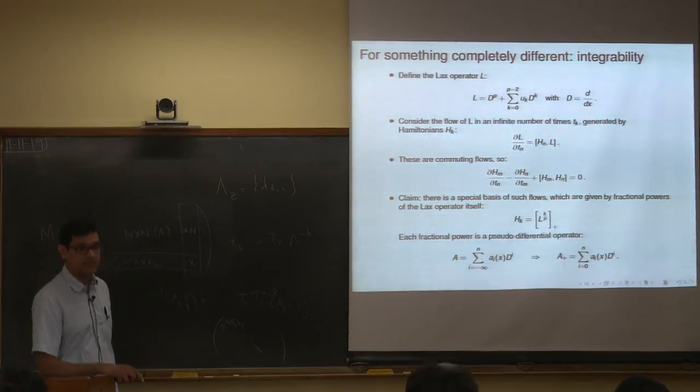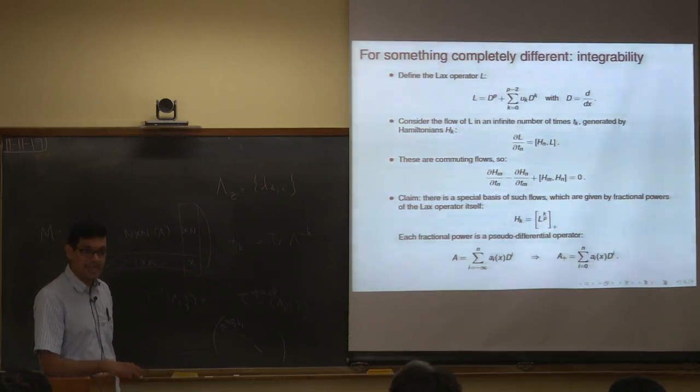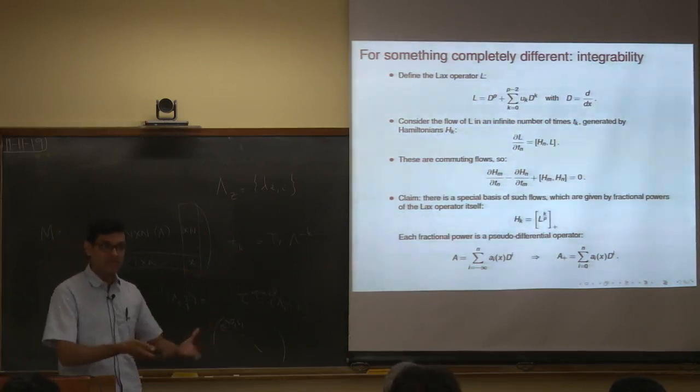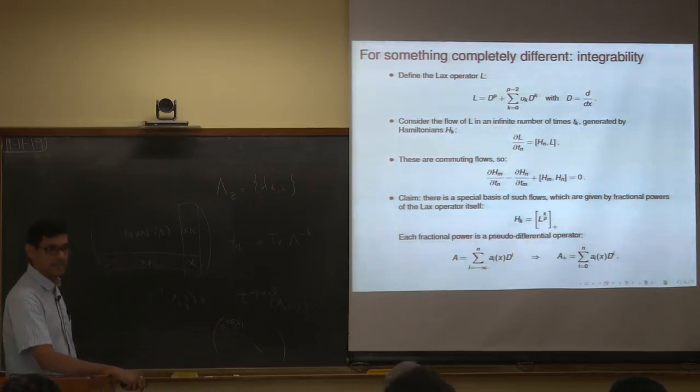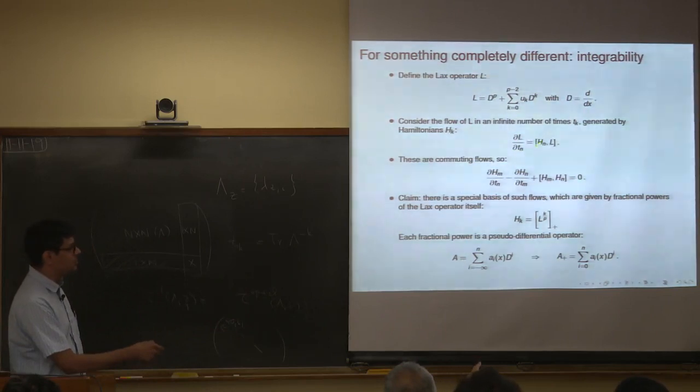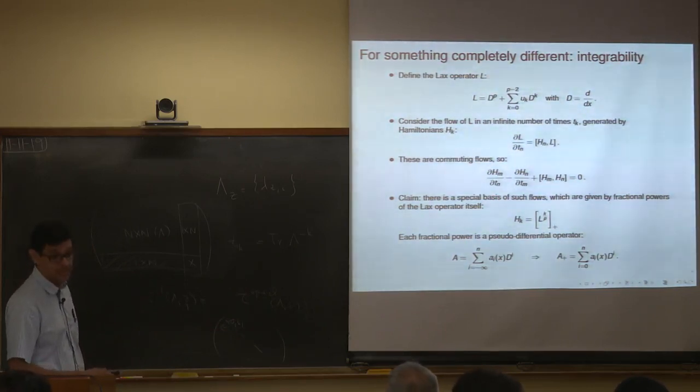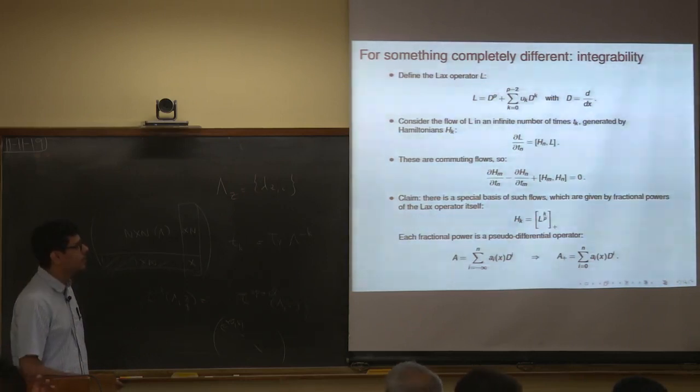Should I think about the H_n as different conserved charges? Yes, they're the Hamiltonians. They generate the flows, they commute, exactly. They are conserved charges, and these charges commute with each other. This is the claim. So the claim is that if you want them to commute, then H satisfies this condition. And the H's are just differential operators in x. That's right, it's one variable.